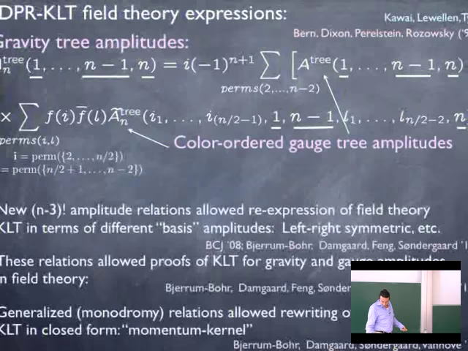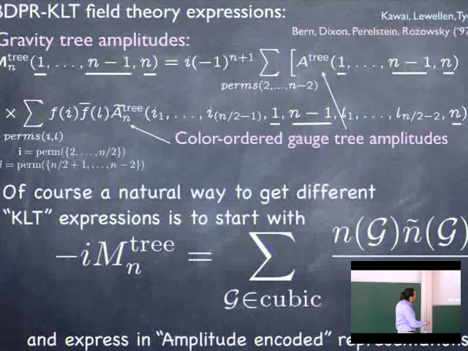Still, a very natural way to get all these different expressions is to start with a double copy and express these guys in terms of amplitude encoded representations. And you can get all these fun expressions. Now, the fun bit is that when you impose the color-kinematic duality, when you make it manifest, this generalizes to loop level.